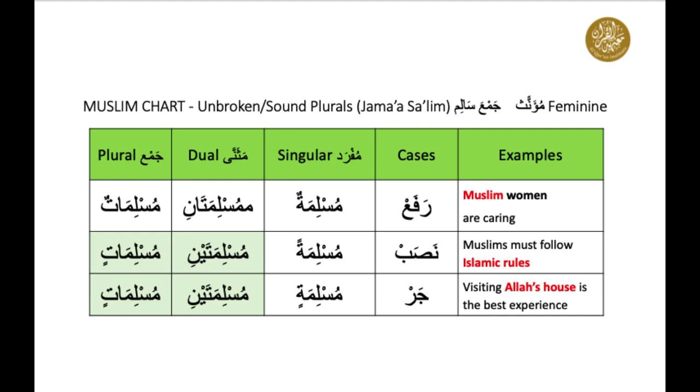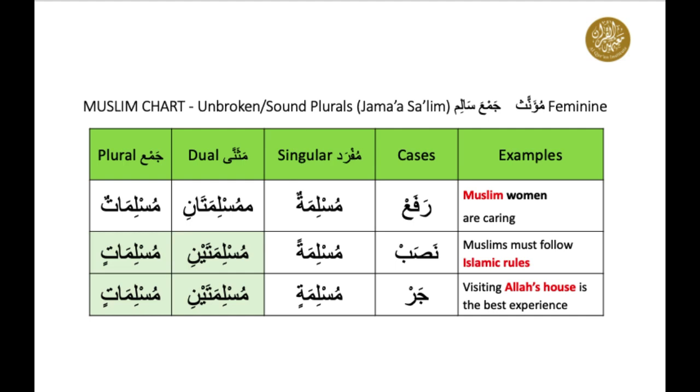Let's look at the changes from singular to dual to plural from Muslimatun. Muslimatun has become Muslimatani. So here, with the word Muslima, tani is added at the end, making it marfu or rafa status. Let's see what happens with mansub. Muslimatan has become Muslimataini. So taini has been added to the word Muslima at the end to make it mansub or nasab status. Next, Muslimatin has become Muslimataini, same as above, by adding taini at the end of Muslima.